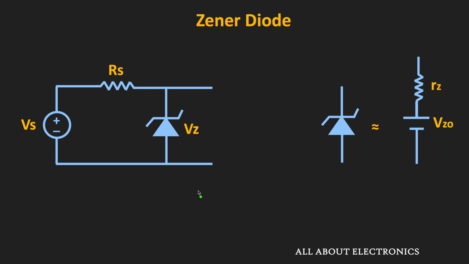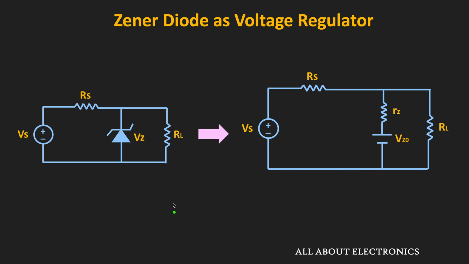With this Zener resistance, if we see any circuit of the Zener diode as a voltage regulator, then equivalently, this Zener diode can be replaced by this Vz0 in series with this RZ. Due to the series resistance of the Zener diode, when the source voltage changes, the Zener current will also change, and hence the voltage across the Zener diode will also change. Similarly, with a fixed value of the source voltage, if the load current changes, the current through the Zener diode will also change, and hence the voltage across it will also change.